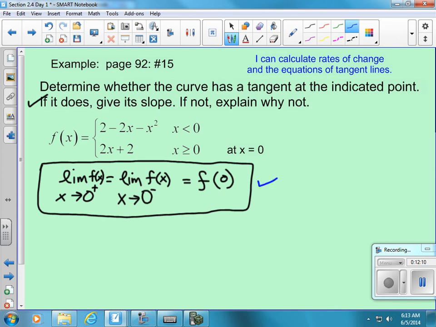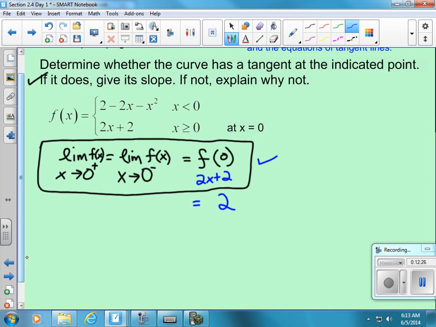Okay, so the function at 0 right here is 2x plus 2. So you plug in a 0, and your function value is 2. Next, you have to take these two limits. x from the positive side is here. This is 0 positive. Less than 0 is 0 negative. So let's take the limit as x goes to 0 from the right-hand side, which is the positive side.